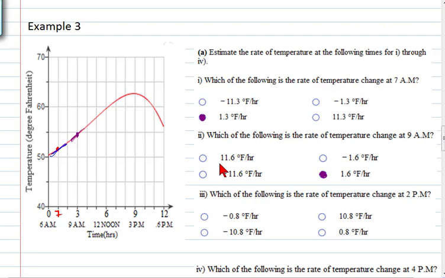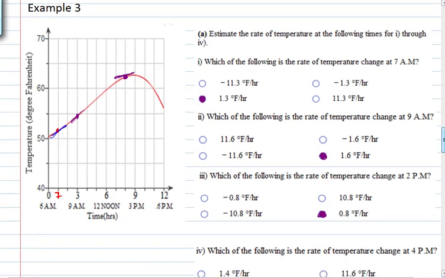Which of the following is the rate of temperature change at 2 p.m.? 2 p.m. is right here. That tangent line is becoming more and more horizontal, isn't it? Okay, so is it still positive or negative? Is it going to be smaller or bigger? Smaller. It's getting closer and closer to 0. Horizontal lines have a 0 slope.